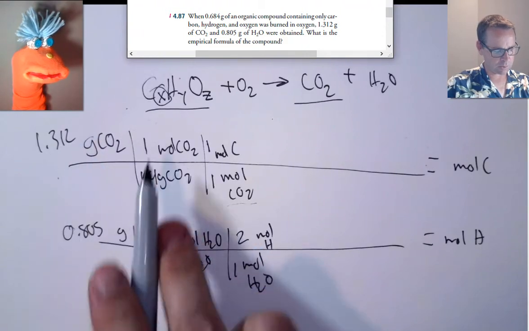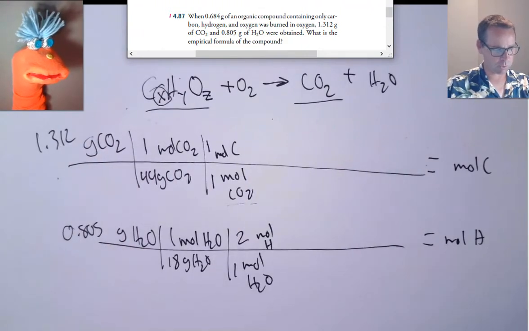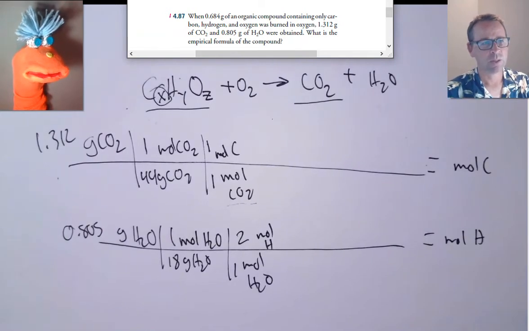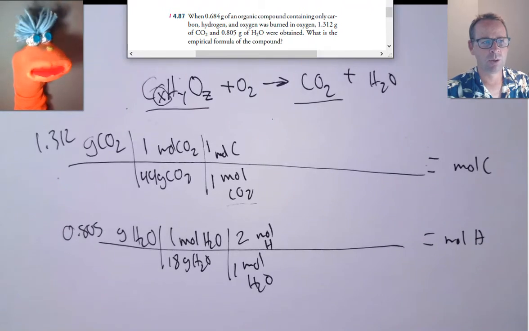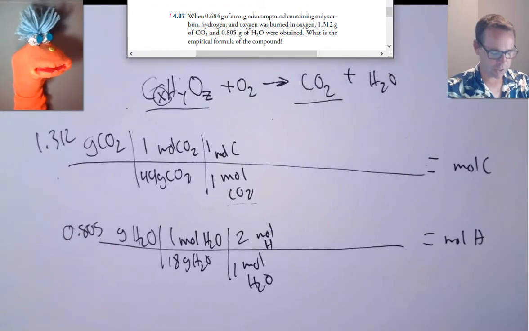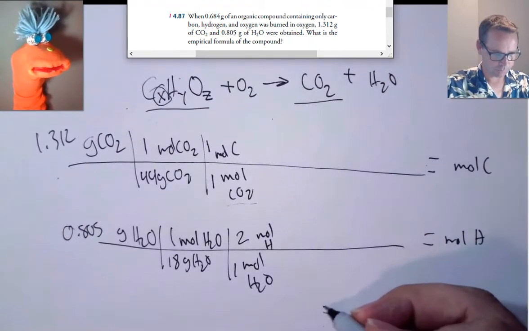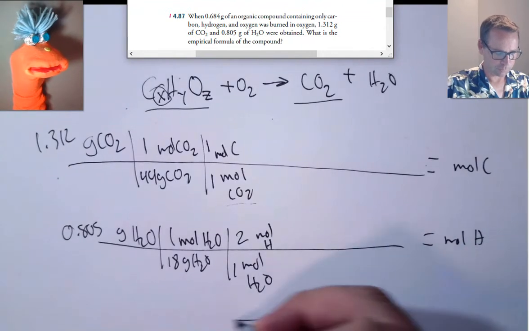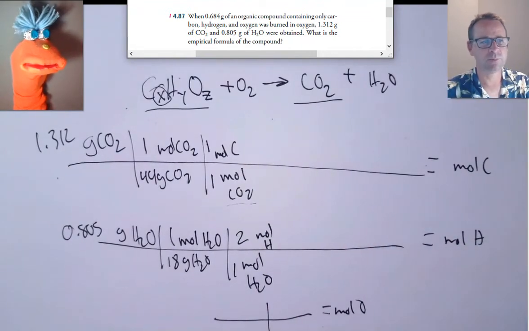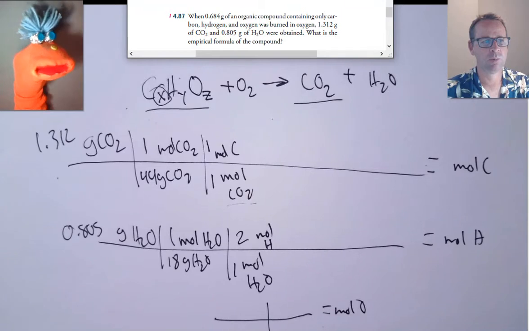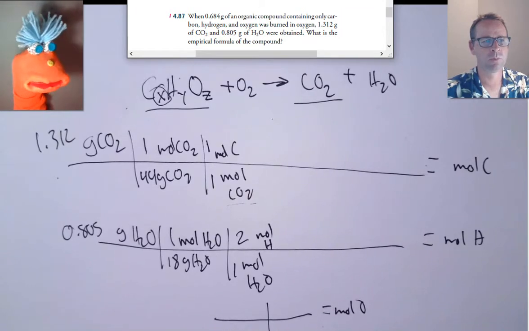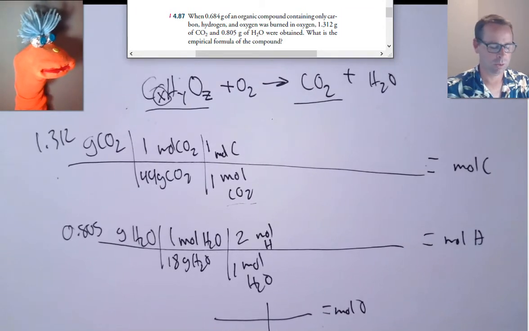All right. So that value should give me moles of carbon. This information here should give me moles of hydrogen. Is that all we need? Well, I think we need moles of oxygen, too. That's right. We do need moles of oxygen. Where can we get that? Grams of water, I'm not sure which one.